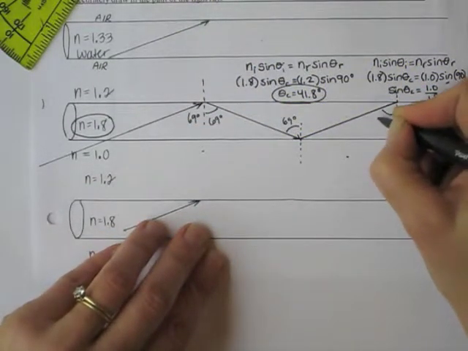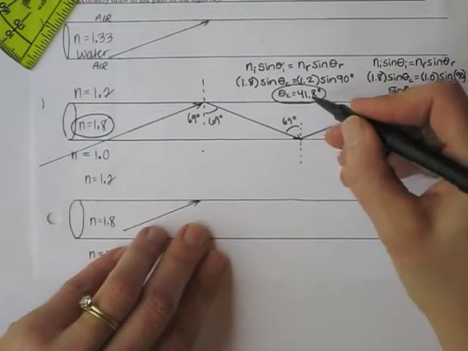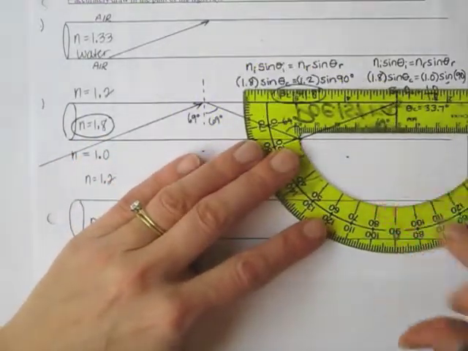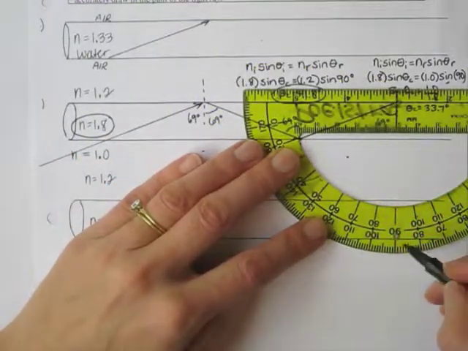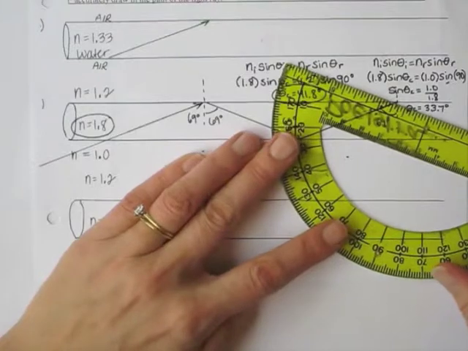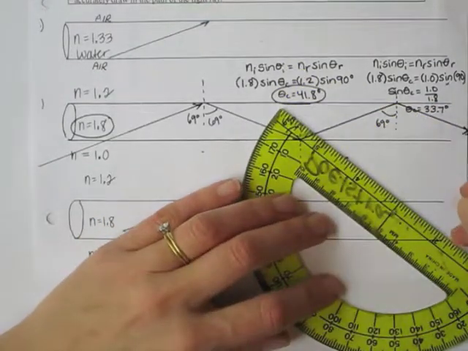And that angle is 69 degrees. The critical angle for that boundary was 41.8 degrees. So it is going to have total internal reflection again. I'm going a little bit off my page here. And at that point you're done because you have left the page.